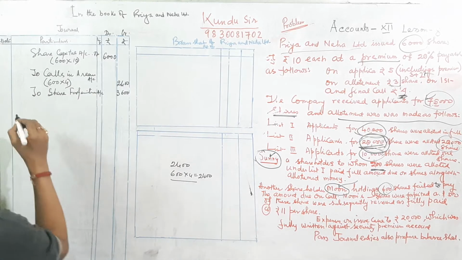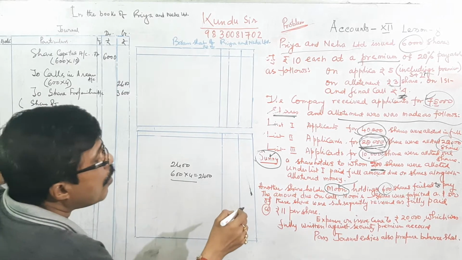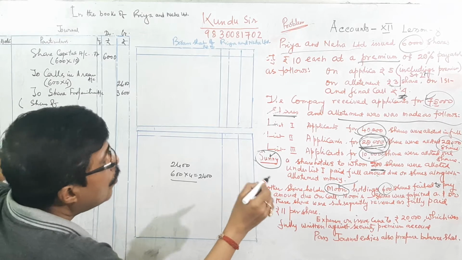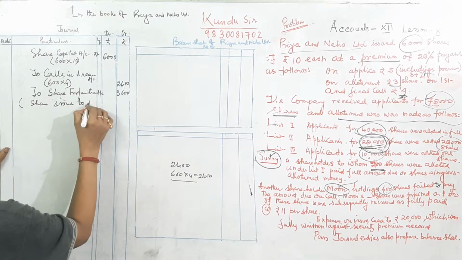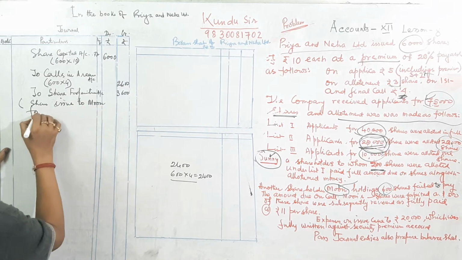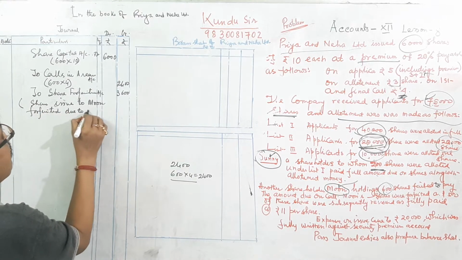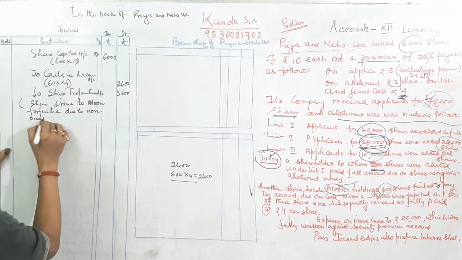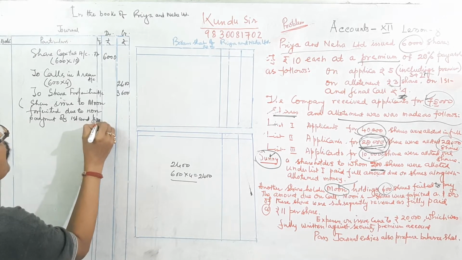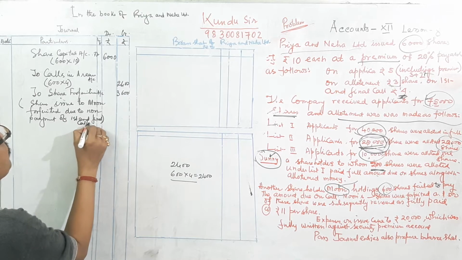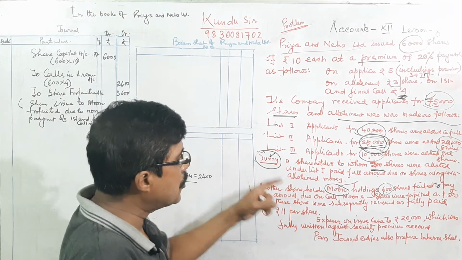You can write the narration here: shares issued to Moon forfeited due to non-payment of first and final call money. Clear?